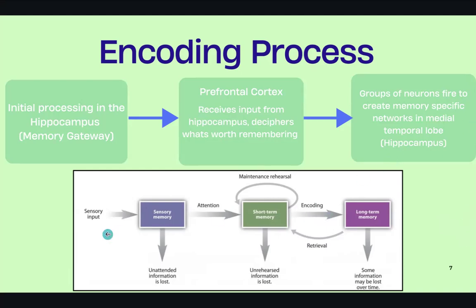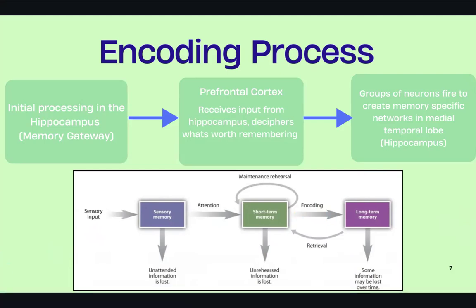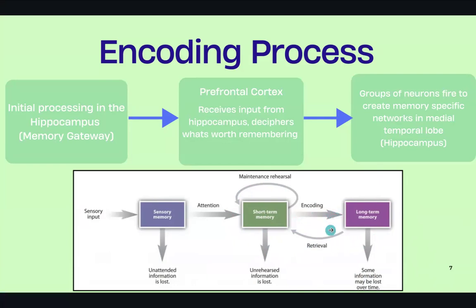memory encoded. And here I have an image, just a basic diagram of a basic model of memory. We'll be focusing on this biggest part right here, this encoding aspect. We also have retrieval here and consolidation, but encoding happens from short-term memory to long-term memory.